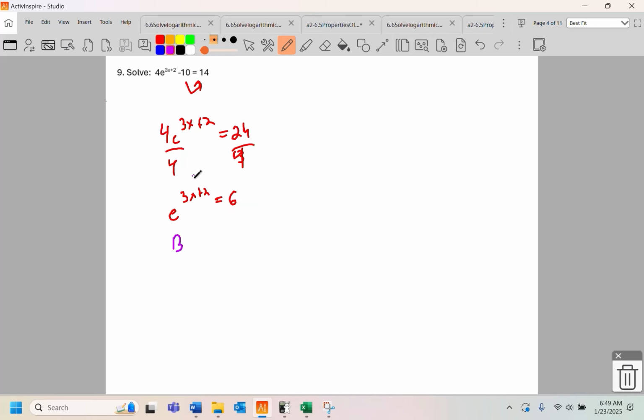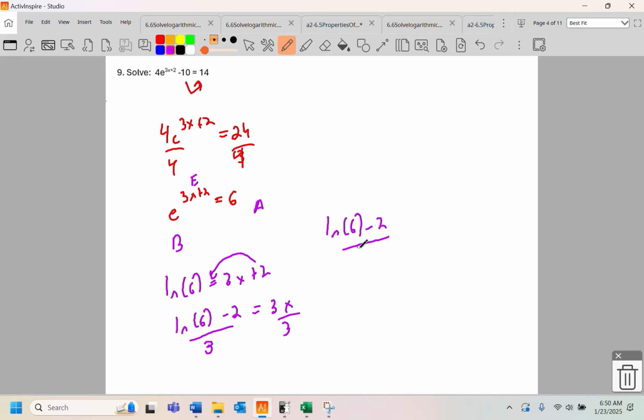We have a base, we have an exponent, and we have an argument. The natural log of 6 is 3x plus 2. Isolation, the natural log of 6 minus 2 is thrice x. Division, the natural log of 6 minus 2 over 3 is x.